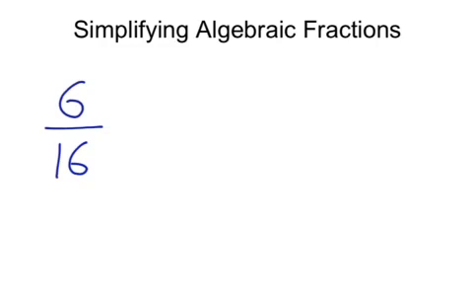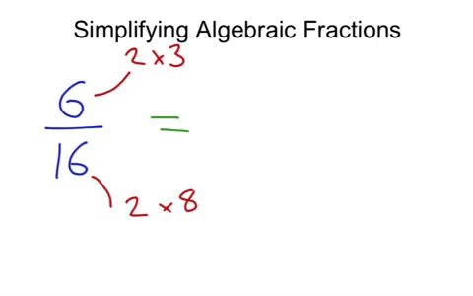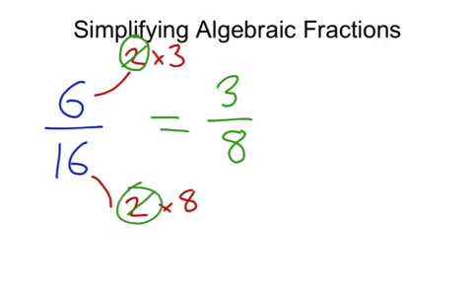what we do is we note that 6 is equal to 2 times 3, 16 is equal to 2 times 8, and what we can then do is cancel out the two 2's, one on the top, one on the bottom, which leaves us with 3 over 8. We have identified a common factor in the numerator and denominator and then cancelled them in the fraction.